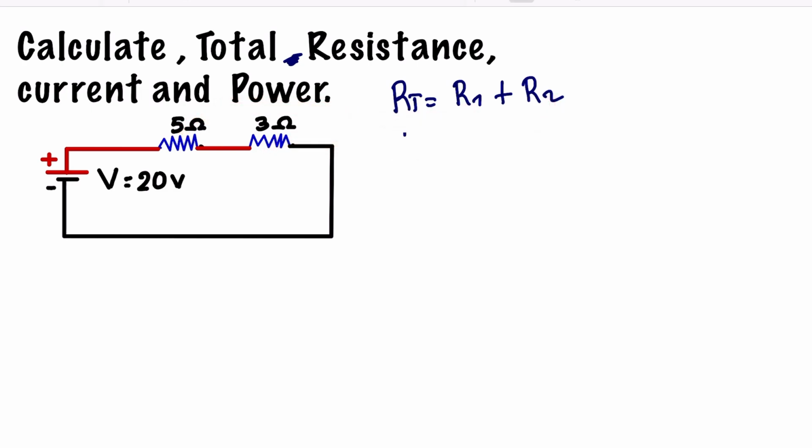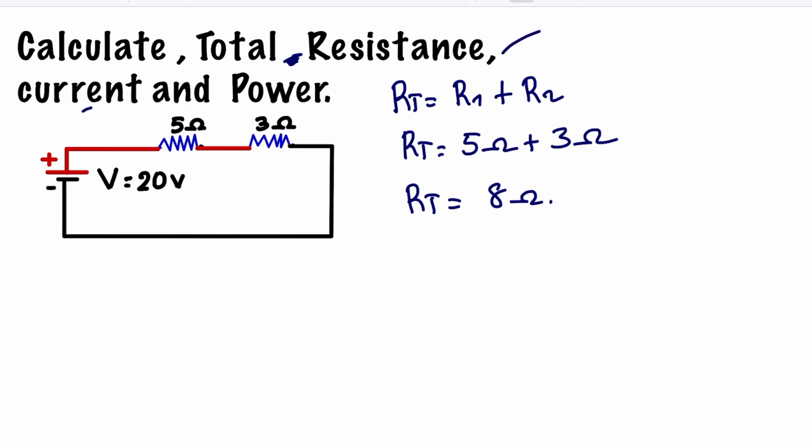Okay, so RT will be equal to 5 ohms plus 3 ohms. So our total resistance will be equal to 8 ohms. As easy as that. So we are done with the total resistance.